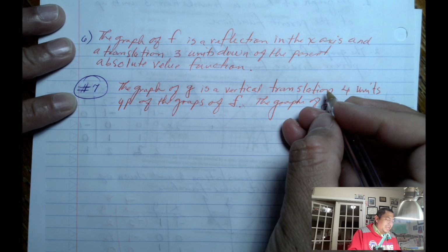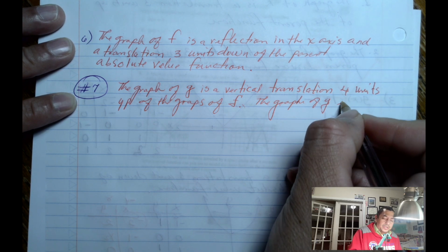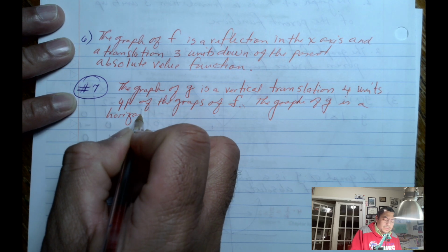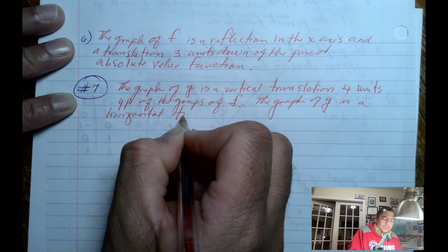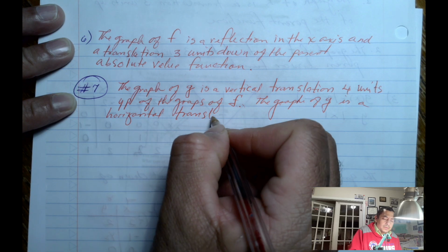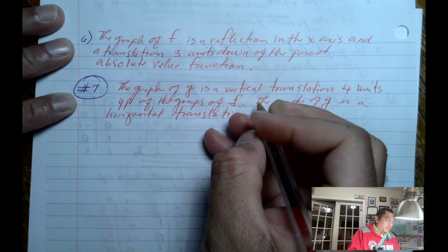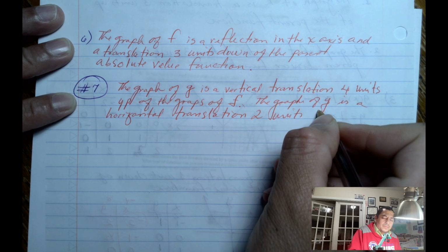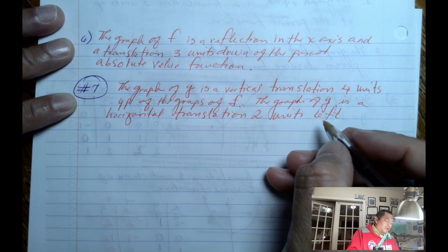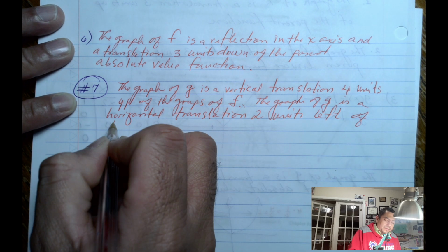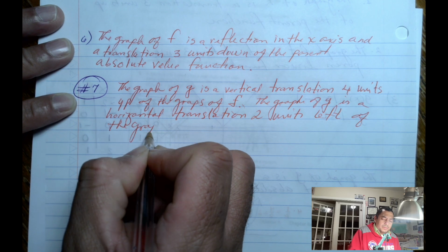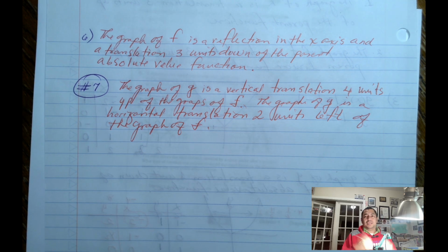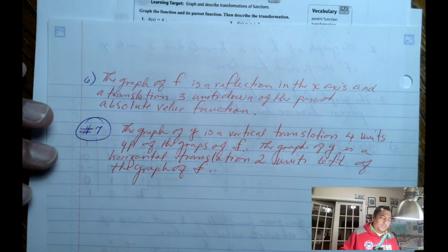In this case, it is a horizontal translation, 2 units left of the graph of f. Right? That's the formal solution to the problem.